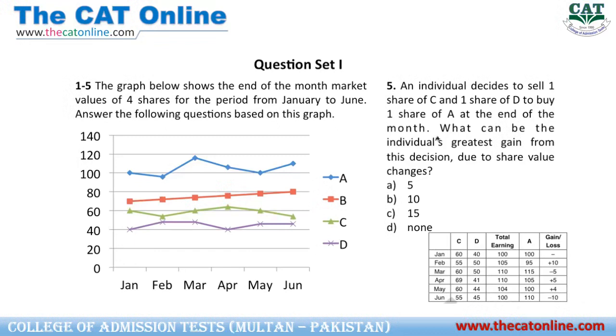Again, we have another question on the same logic. An individual decides to sell one share of C and one share of D to buy one share of A at the end of the month. What can be the individual's greatest gain? So again, the same table I drew in the previous question. Herein, I want to answer what would be the greatest gain in the transaction. As it is very clear, the greatest gain would be of plus 10 in the month of February. So the correct answer option here is the B part.